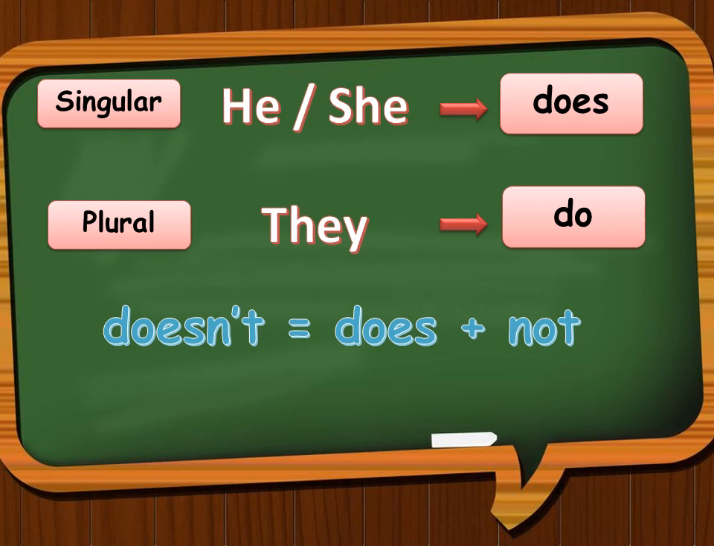And also remember this. Doesn't means does not. And we will use does not for the singular form, he or she. Example, he doesn't have glue. Next, don't. Don't means do not. Do plus not. And we use don't for plural form. Example, they don't have any glue.